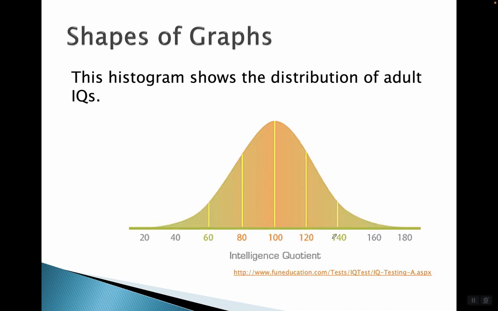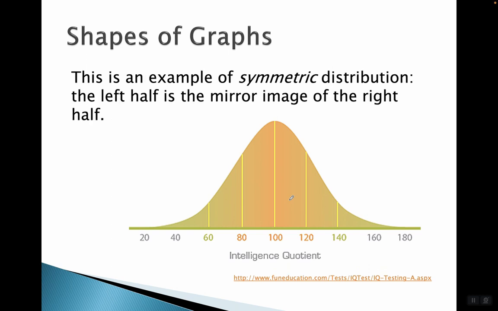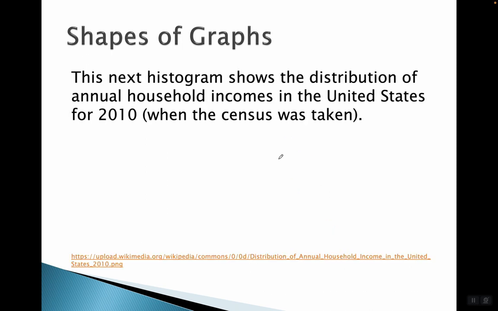This histogram shows the distribution of adult IQs. So again, clustered around 100. This is an example of a symmetric distribution. The left half is the mirror image of the right half. In this case, the mode, this peak over here, is the same as the median. It's going to be the same as the mean because it's symmetric.